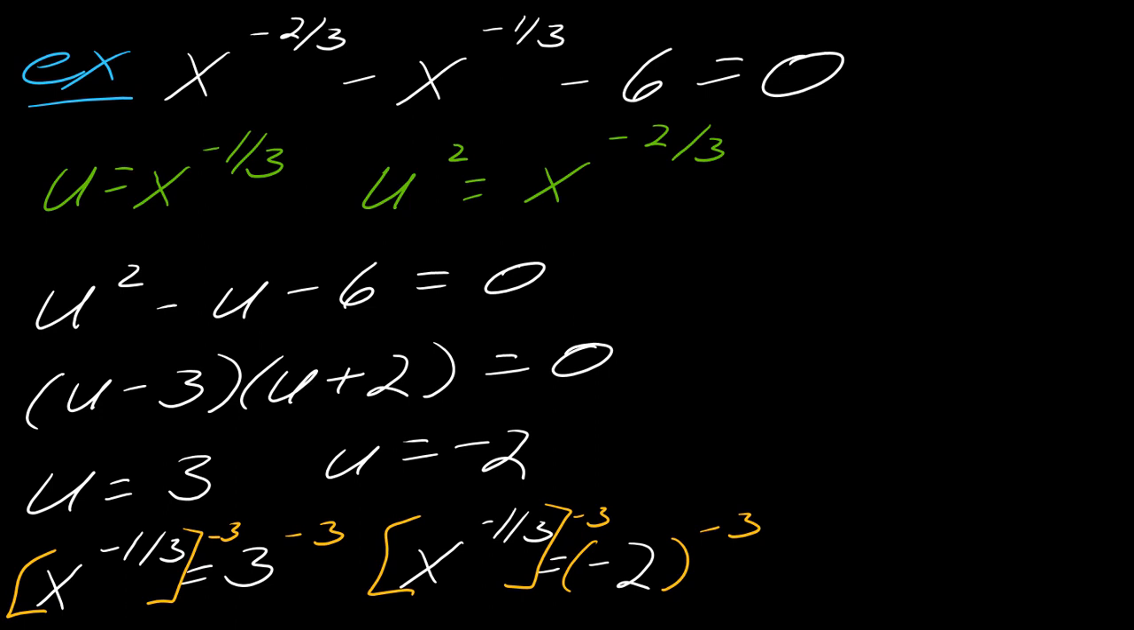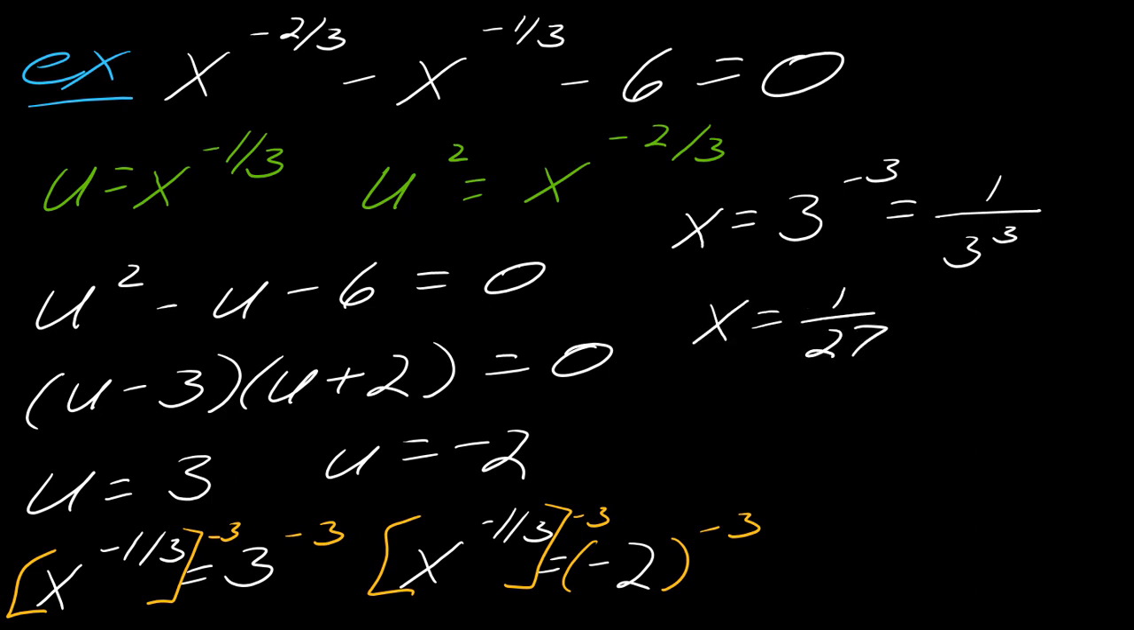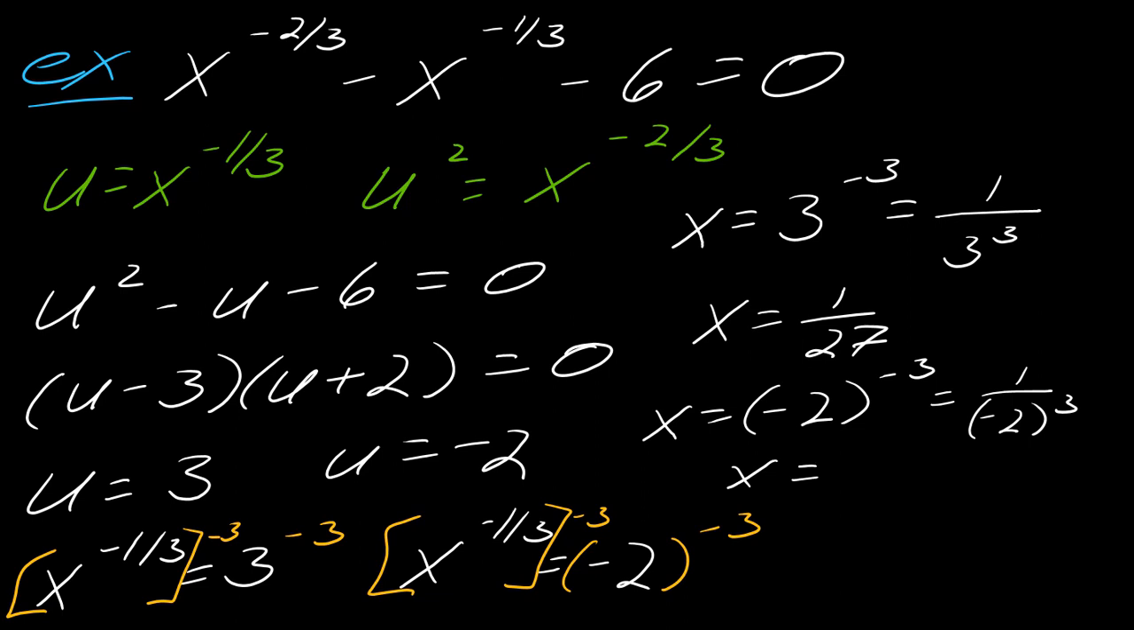So let's think through this. x equals 3 to the negative third. What is 3 to the negative third? Well, negative exponent means that I rewrite this as 1 over 3 to the third. So I get x equals 1 over 27. And x equals negative 2 to the negative third. That means that I'm going to get 1 over negative 2 to the third. So I get x equals 1 over negative 8.